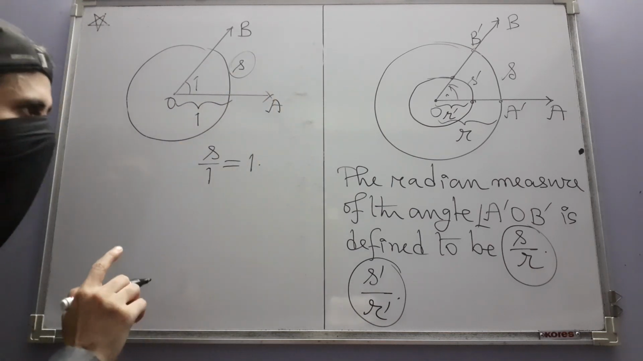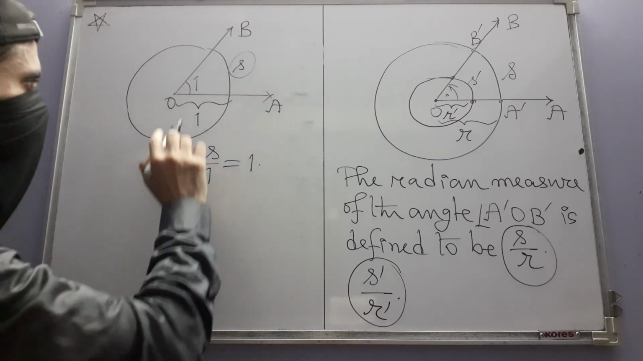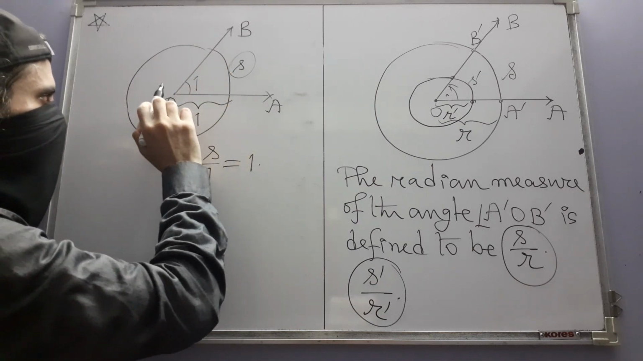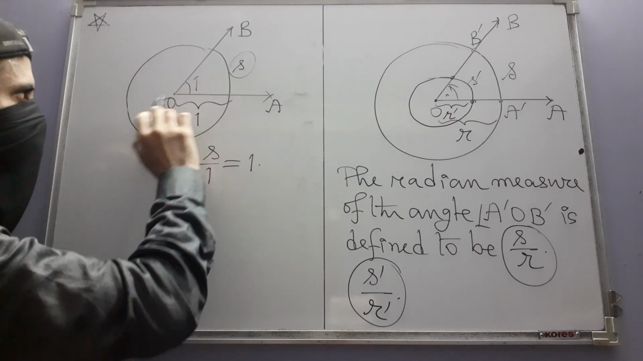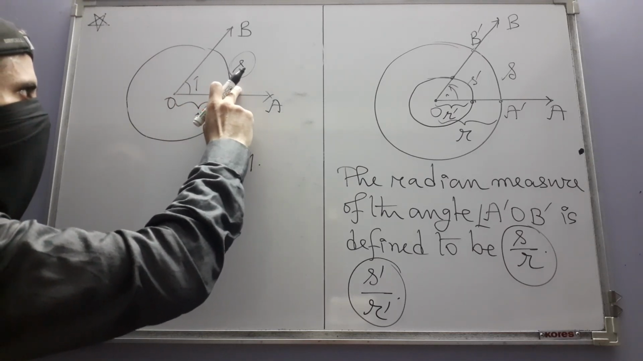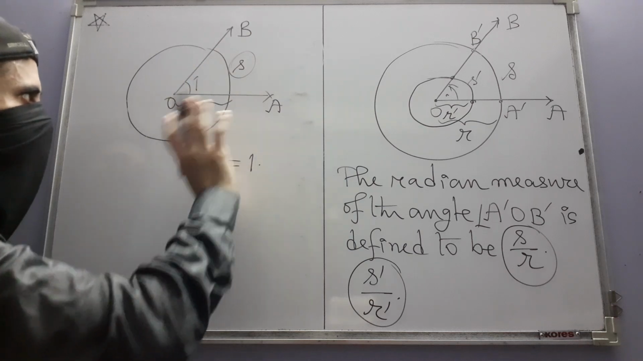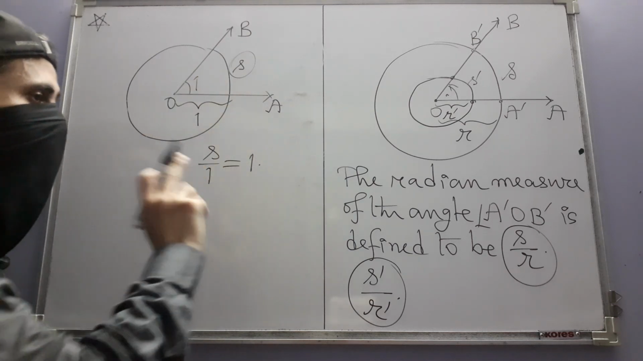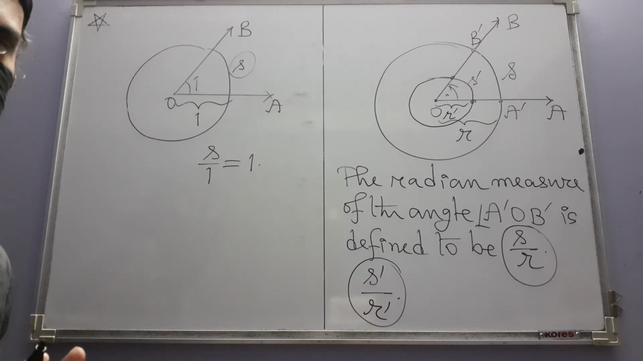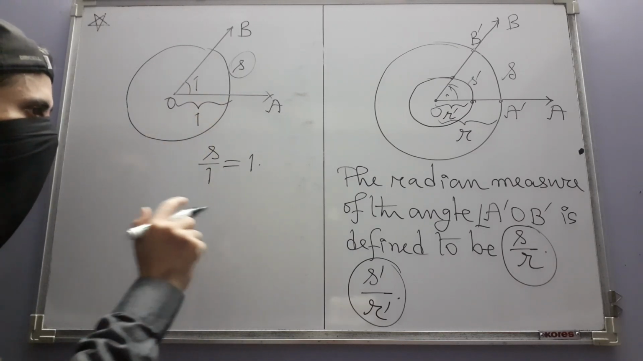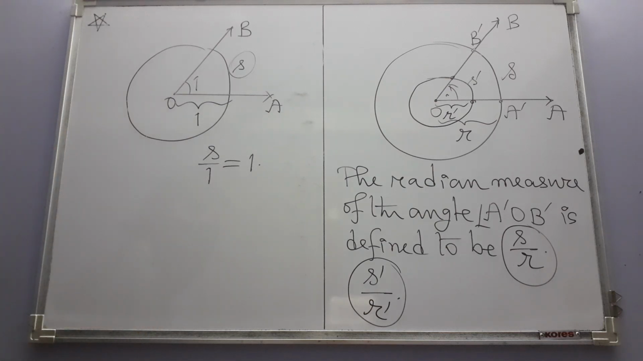That's why normally to define 1 radian, we take a unit circle, and in that circle we take an angle whose vertex coincides with the center of the circle, such that the arc that the angle makes on the circle is of unit length. When that happens, the angle has radian measure 1 radian. So this is your radian.